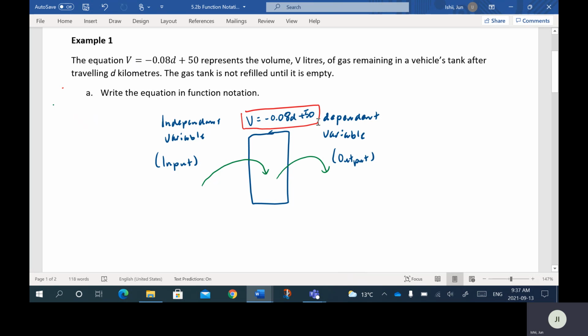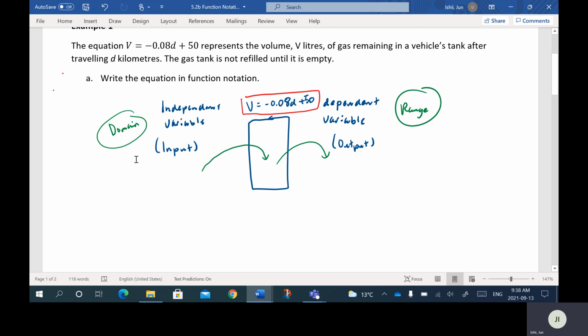So your independent variable is your input. This also refers to your domain. If you remember from last lesson, the domain is the first set, and then the range, which is the second set. These numbers over here will be dependent on, so that's why it's a dependent variable, depending on what number you plug in here to the domain.